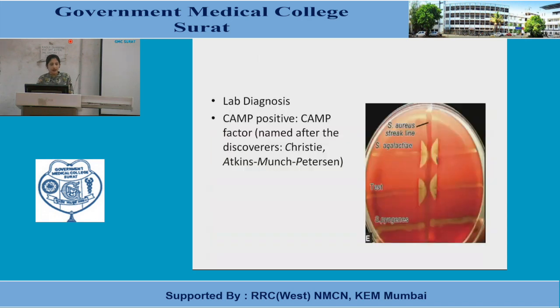This is the laboratory diagnosis of Streptococcus agalactiae. One of the important tests is known as the CAMP test. This CAMP factor was discovered and named after Christie, Atkins, Munch-Petersen. How we do this test: we take a blood agar plate and streak a single colony of Staphylococcus aureus perpendicular in the middle of the plate.